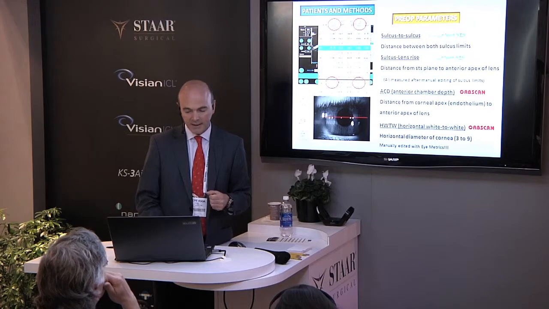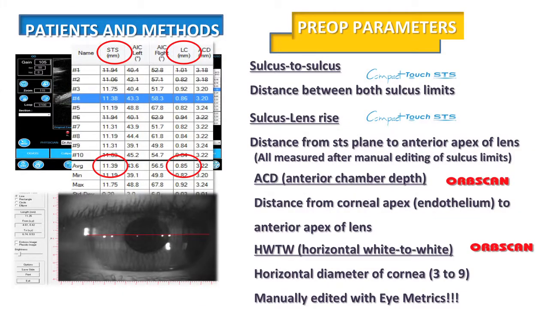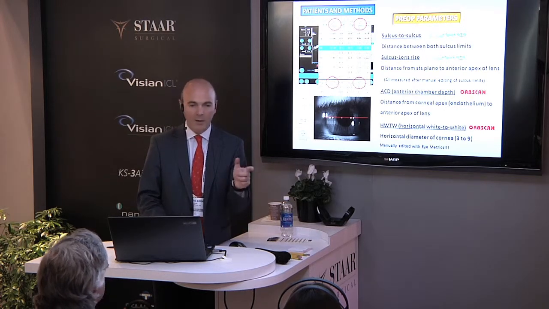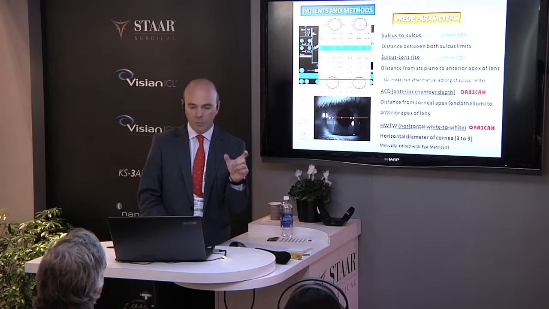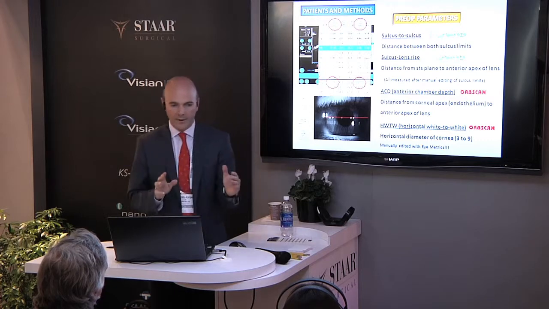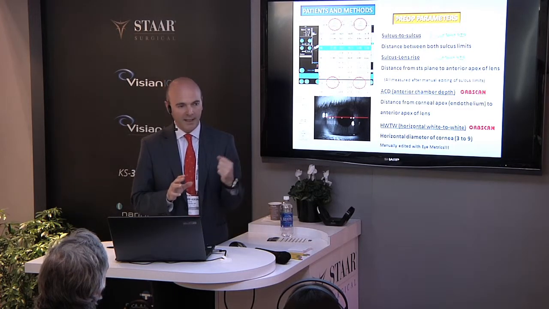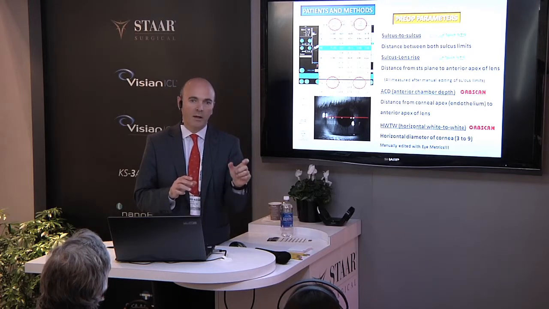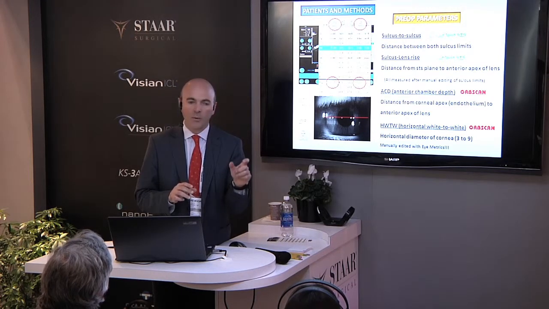We did the ACD with the ARTScan, and we did the horizontal white to white with the ARTScan. But take care of this. This is not the measurement by default of the ARTScan, but we edited it with the iMetrics, and we manually defined what the horizontal white to white is. And normally it's around 0.25, 0.3 millimeters wider than what the ARTScan is telling you it is. So take care. This can be matched with what you get with a manual caliper.